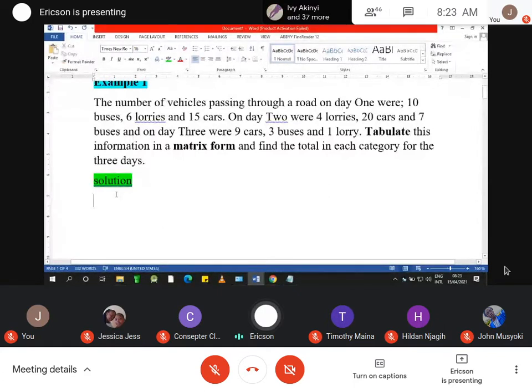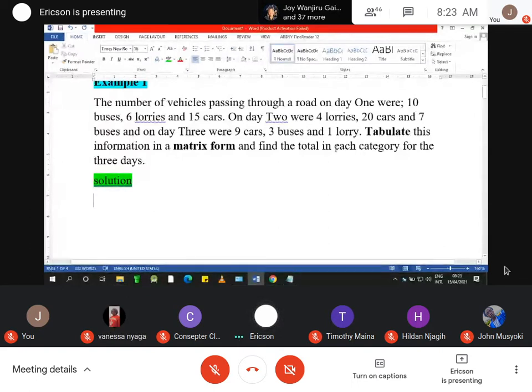I believe you have already copied, so I can just continue. Start a question, an easy question. Basically, you have been told to tabulate this information in a matrix form. In each category, find the total in each category for the 3 days.